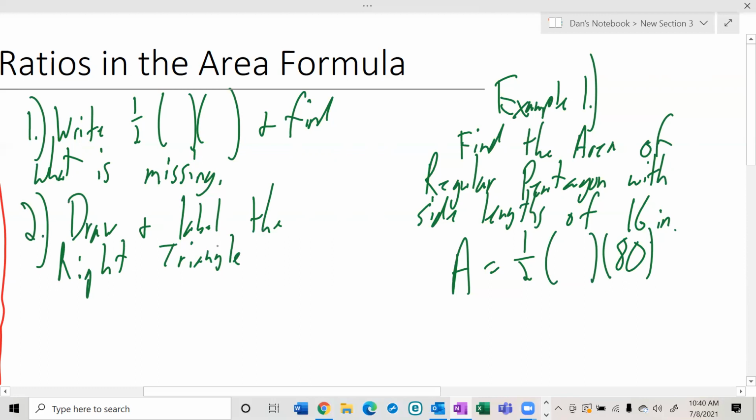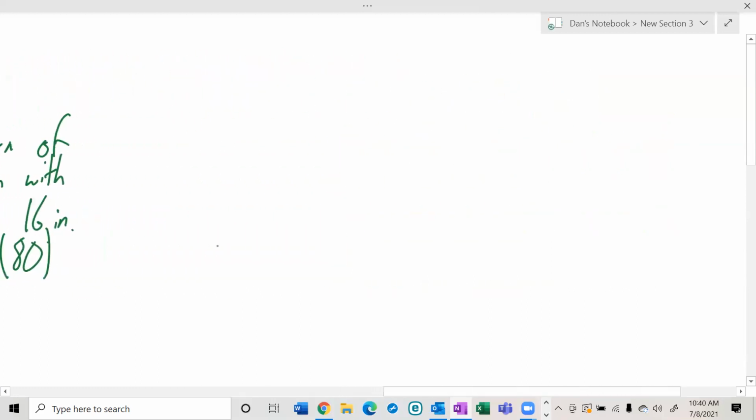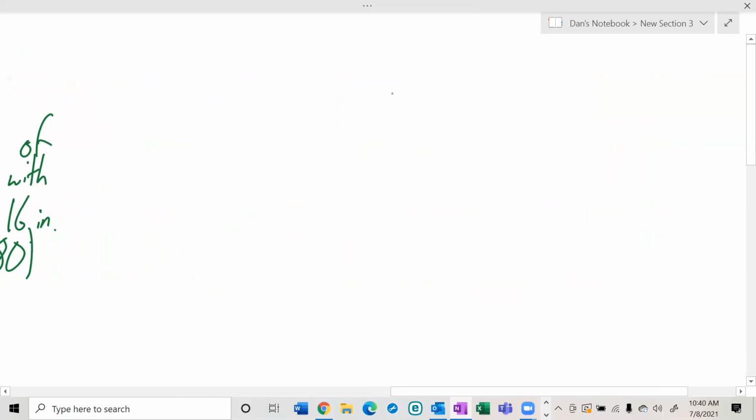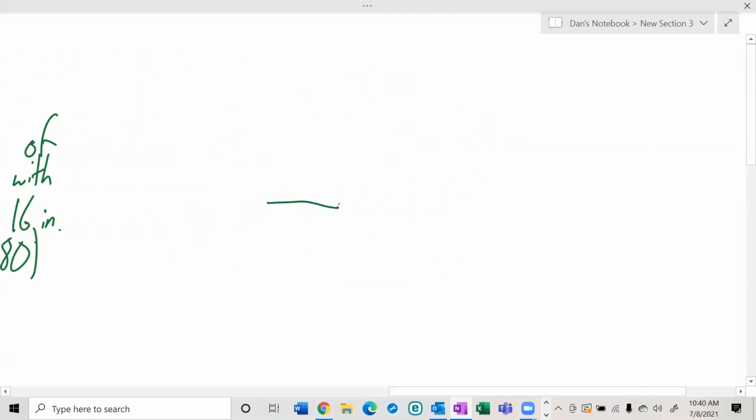Let me talk about the right triangle. Don't draw this whole thing. We're going to skip this every time, but I'm showing you the right triangle we're talking about. Pentagon has 5 sides. 1, 2, 3, 4, 5. This is the right triangle.